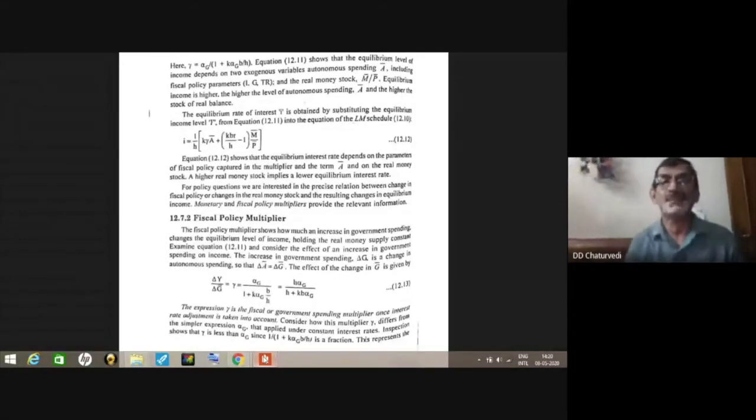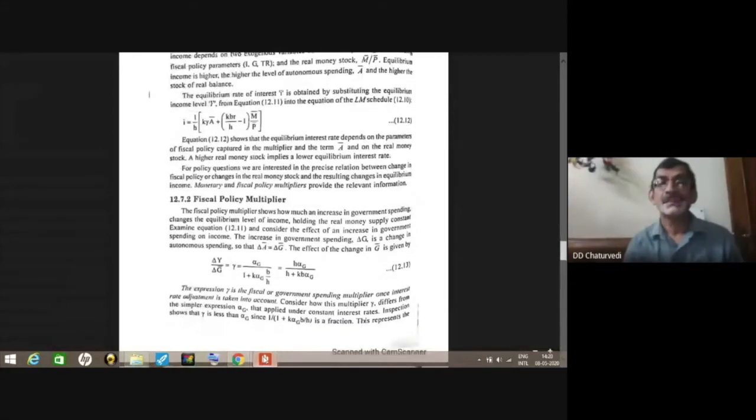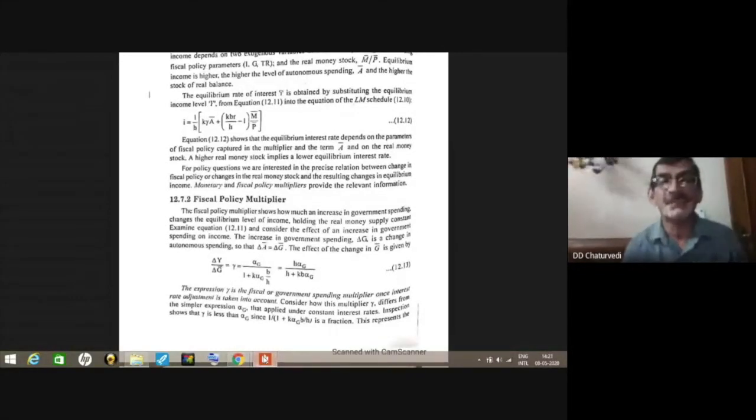So in the previous chapter, we dealt only with the product market or the goods market. But in this chapter, we are dealing simultaneously with the product as well as the money market. So this fiscal policy multiplier gamma is different from the government expenditure multiplier studied in the previous chapter. And here we should also remember that this value is less in comparison to alpha G because 1 upon 1 plus K into alpha G B divided by H is a fraction.